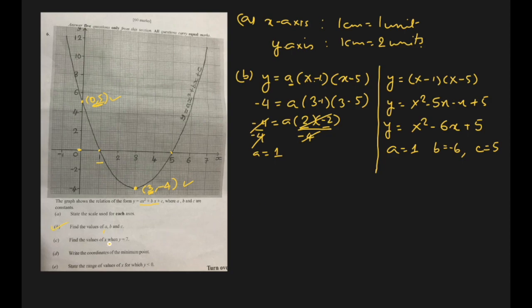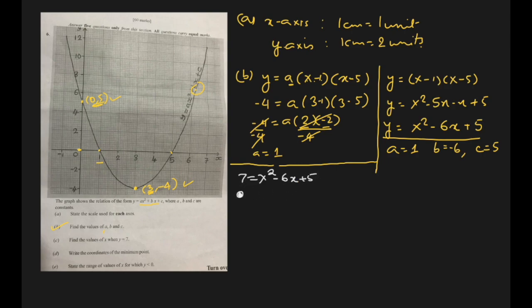Find the value of x when y is 7. Y is 7 here. So they're asking us what is this x value, right? But we can't find that very clearly from the graph, so we will use the equation we just got. This is the equation we got. So let me use that one. So y is 7. So 7 equal to x squared minus 6x plus 5.